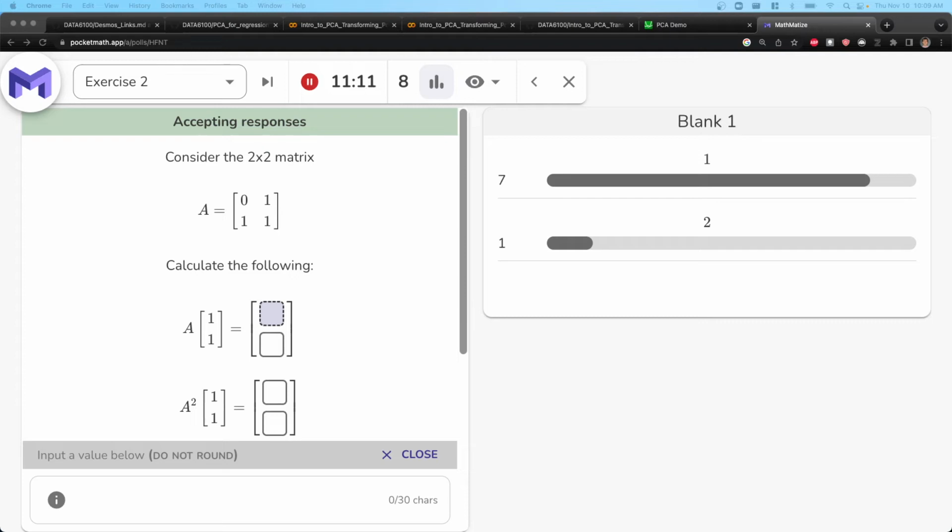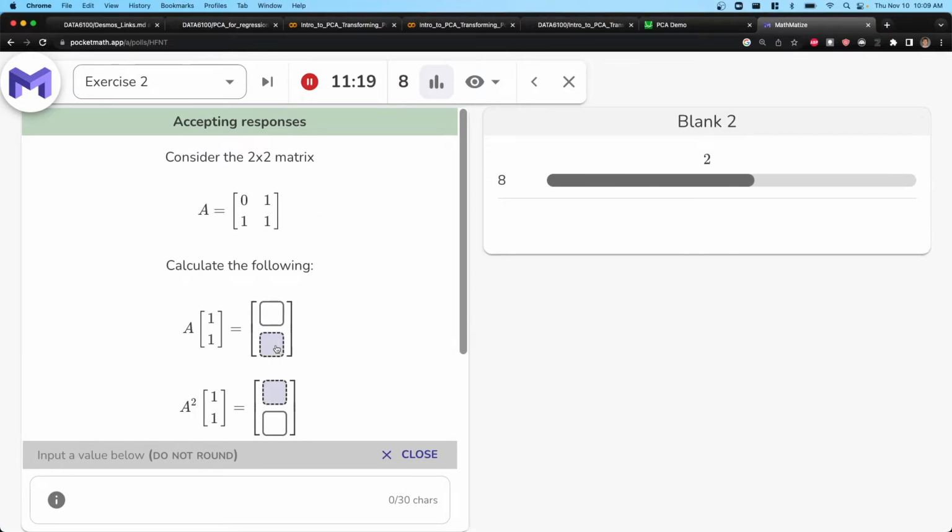Okay, so the first one, people got 1, and in the second number they got 2. Okay, great. So this is 1, 1, 2. And then you apply A one more time. So you do A squared applied to 1, 1. That's the same as doing A applied to 1, 2.